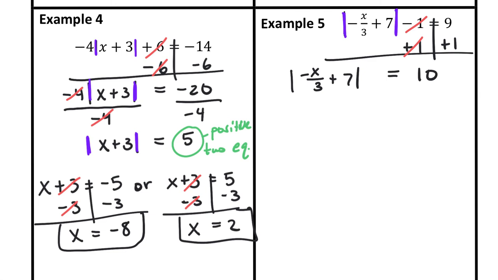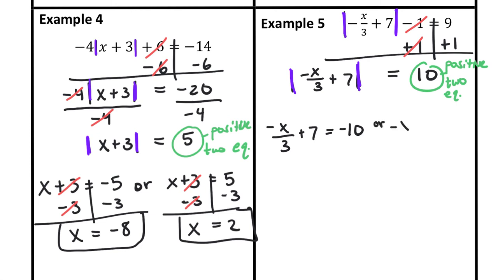So I got the absolute value by itself, and it's equal to a positive number, which means I'm going to end up with 2 equations. One that's equal to a negative number and one that's equal to a positive number. So it's going to be -x over 3 plus 7 equals -10, or negative x divided by 3 plus 7 equals positive 10.